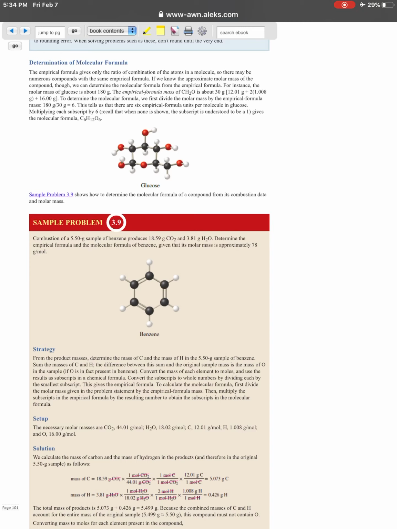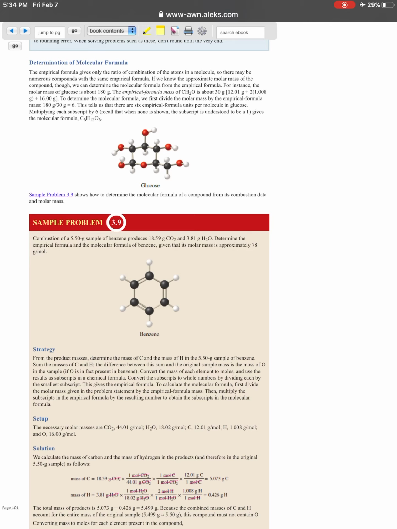So what you do is you say, look, if something weighs 180 and it's made up of little units that weigh 30, how many of those units are there? 180 divided by 30 is 6. So that means there's 6 empirical formulas for every one molecular formula. Think of it like a little train. If one car weighs 30 tons and the whole train weighs 180 tons, how many cars are there in the train? 180 divided by 30. So that means that the molecular formula has a mass that's 6 times that of the empirical formula.